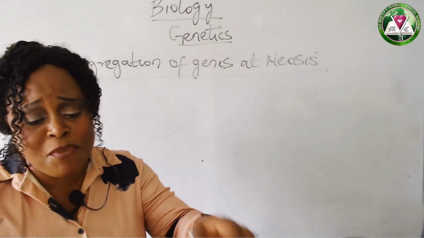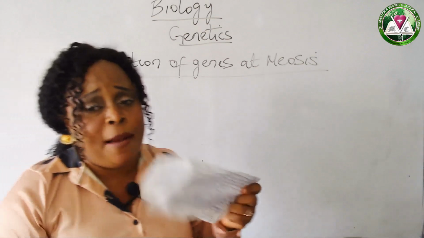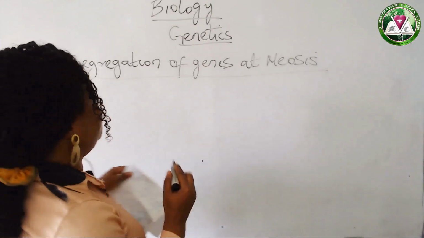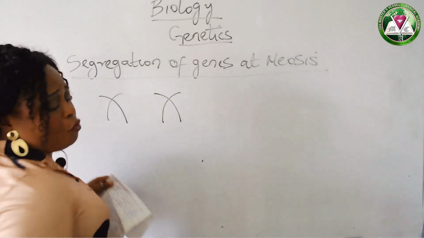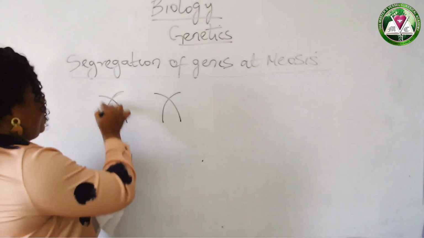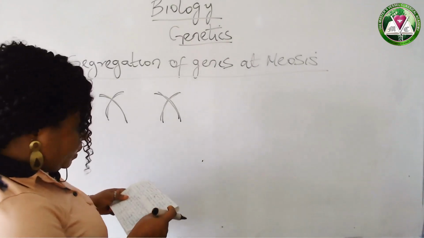Now, when we are discussing meiosis generally or gene duplication, we are talking about chromosomes, and these chromosomes come in pairs. We call this pair homologous chromosomes. They come in pairs that we call homologous chromosomes. If you can remember very vividly.